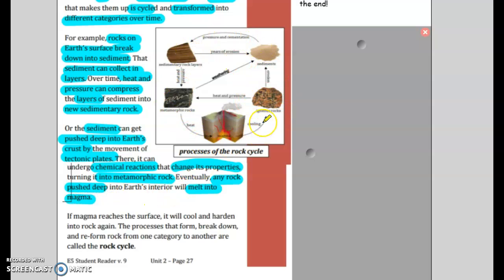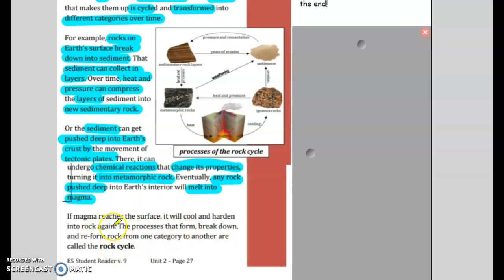This is a great picture, by the way. I know it's kind of hard to see. I don't know if you can look at it more closely in your book. It has a really good breakdown of all these parts. If magma reaches the surface, it will cool and harden into a rock again. And the processes that form, break down, and reform rock from one category to another are called the rock cycle.